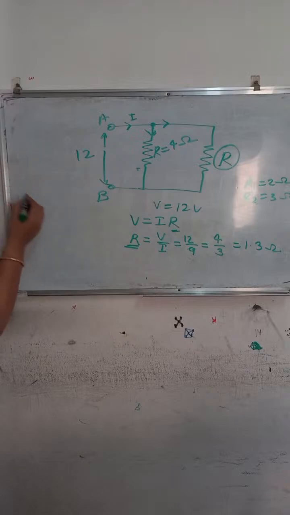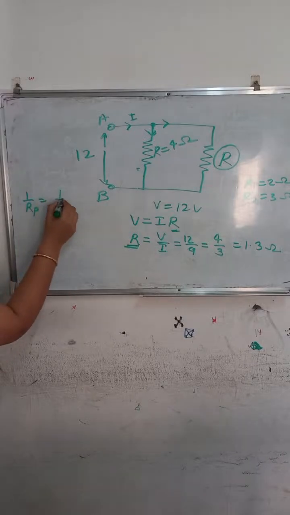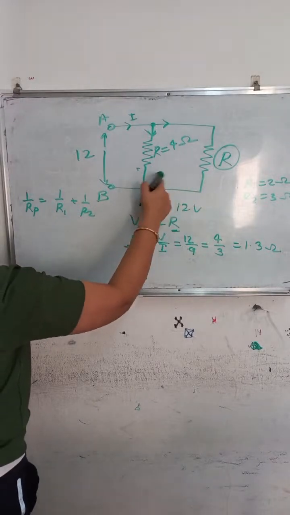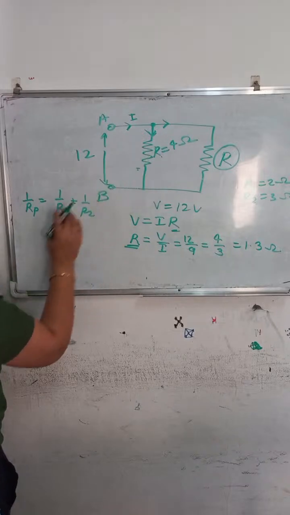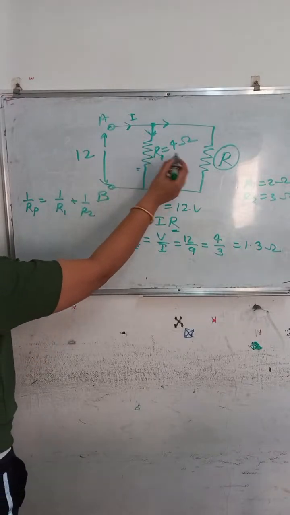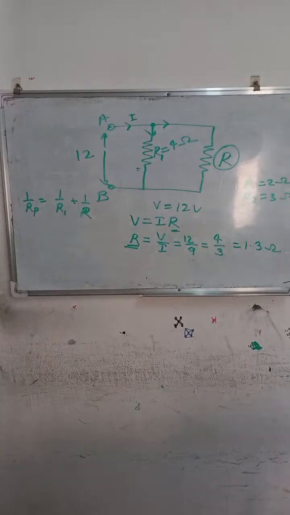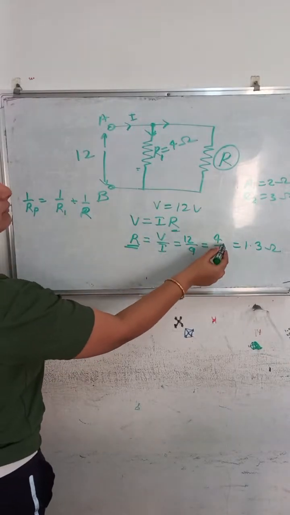From this, can you find out the net resistance Rp? Rp is nothing but 1 by R1 plus 1 by R2. Here I will take this as R1, and this capital R I will write as R only. Now can you simplify this? Substitute the values. So Rp is nothing but the net resistance according to the given information.